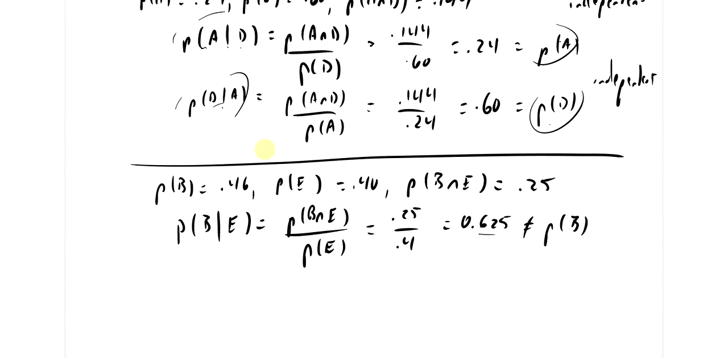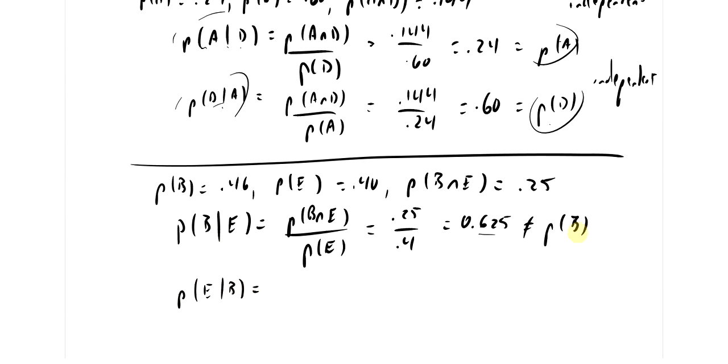So what is going on here? This is saying if we look at the general populace, 46% of them like B, whatever B is. But if we look at people who like E, 62.5% of them like B. So whoever the E people are, they like B more than the general populace does. What about the probability of E given B?